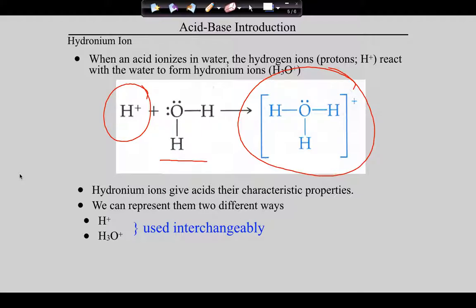Because if we don't care about the water, we'll just say hydrogen. If we do care about the water, then we'll say hydronium ion. But understand, if we choose to just say hydrogen, in the back of our mind, we're understanding it's not just hydrogen, because that hydrogen is actually bonded to water to form hydronium. So this is what's really there. We may just not choose to represent it that way.